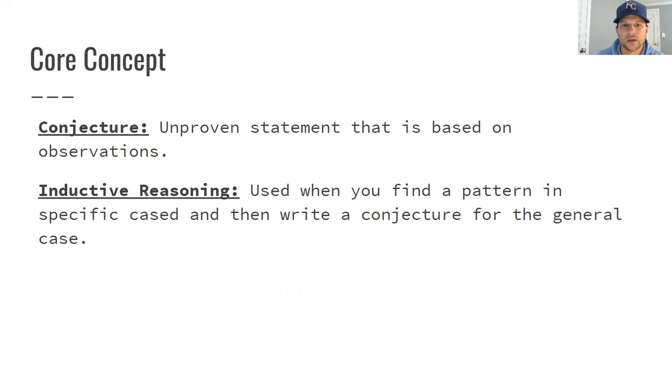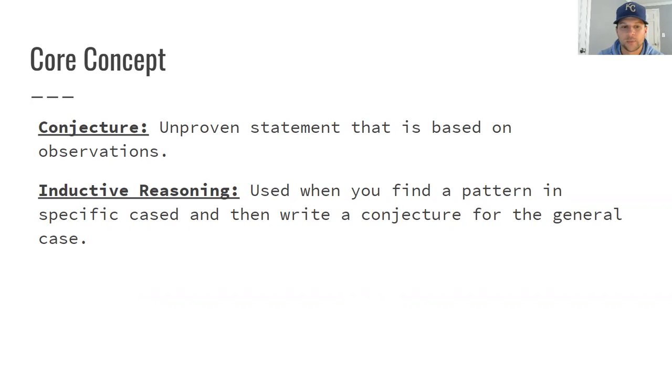First is a conjecture. It is an unproven statement that is based on observations. Last time when we talked about finding true and false statements with our conditionals, a conjecture is something that is unproven just because of the observations that you're making. There's no formulas, there's no rules. Usually it's going to be based off patterns, and that's what we use with an inductive reasoning.